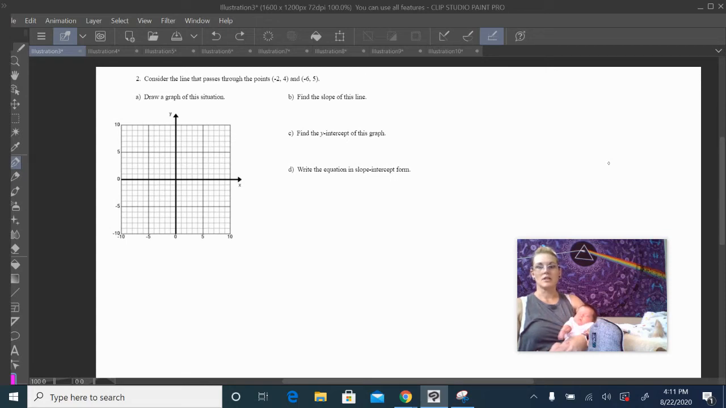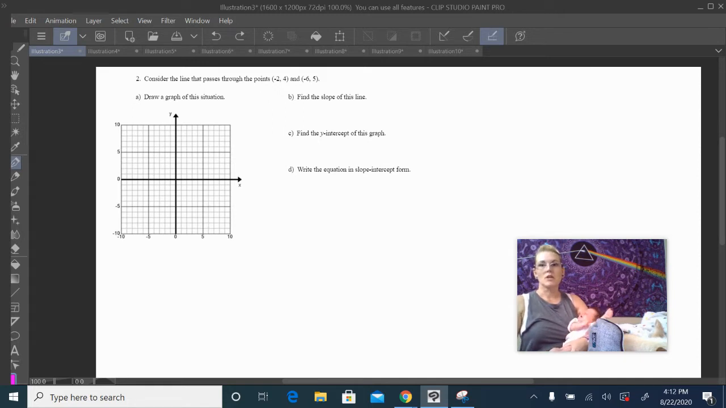Linear equations. And with this problem, we're going to start with graphing two ordered pairs, and then from there we're going to create a linear equation in slope-intercept form. So the first thing I'm going to do, consider the points (-2, 4) and (-6, 5).